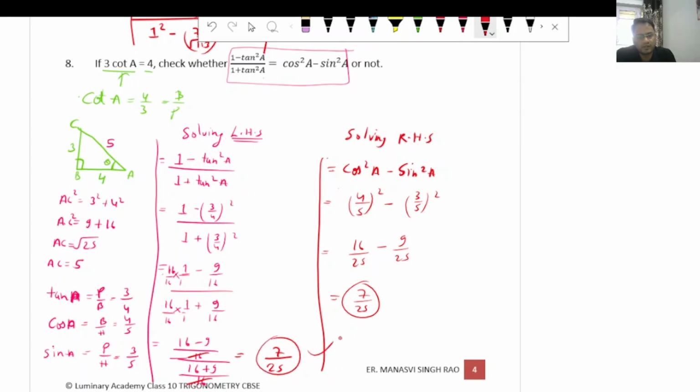So both the values are equal. So they are equal, hence this is true, right? So we have solved this question.